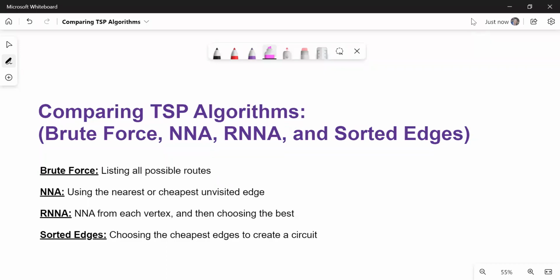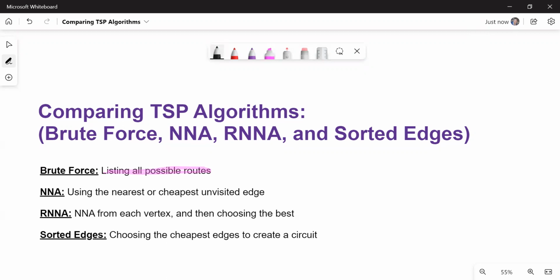In this video, we will be looking at a comparison between the different traveling salesman problem algorithms, the techniques for TSPs. Those are brute force, which is just to list all possible routes, and it does find the best answer. The issue is if it's a very large problem, then it becomes very challenging to do that by hand or even for a computer if the number of vertices is quite large.